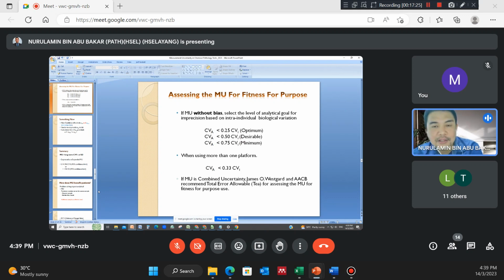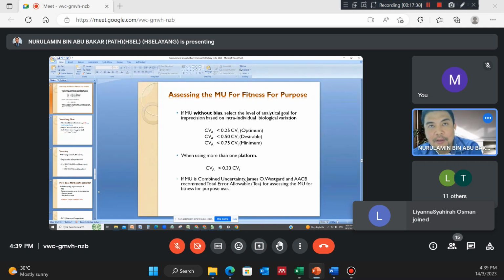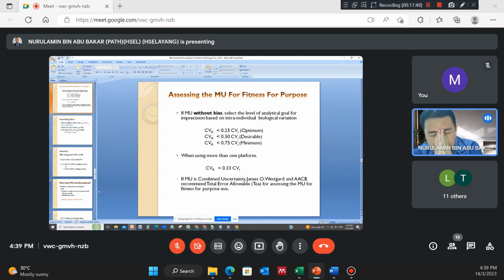At the end, for some statistical justification, 0.33 CVI is the value that can be referred to as a reference for our long-term QC data. And in fact, in Selayang, 0.33 CVI parameter also is one of the factors to be judged in our correlation study. But there will be another topic lah. Just to tell you, the 0.33 CVI is one of the parameters in Selayang for our quality judgment. Some of the quality parameter kita gunakan tu.